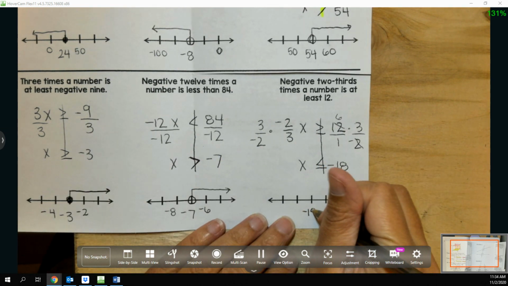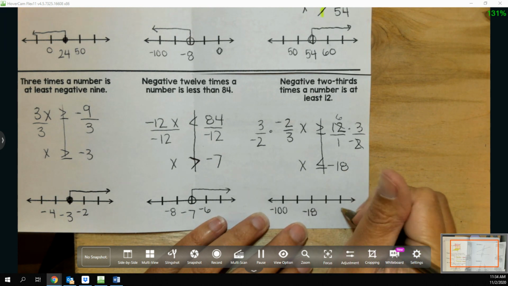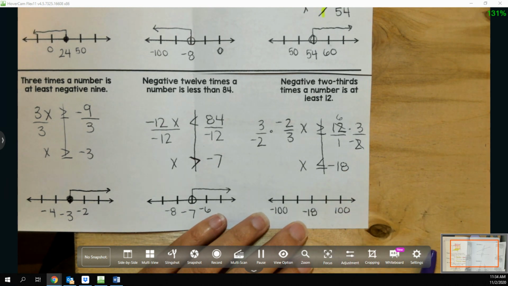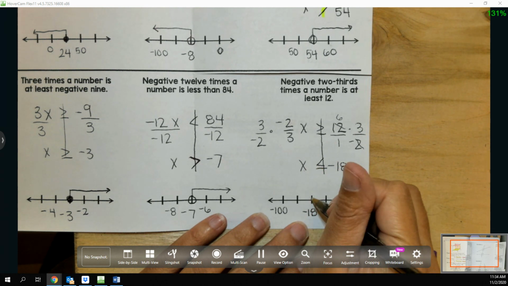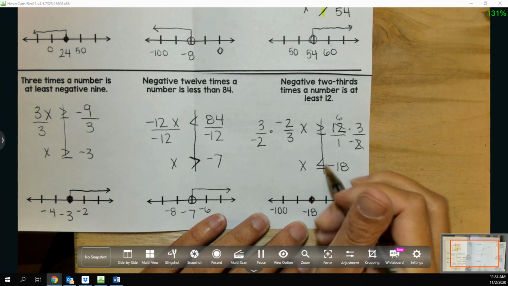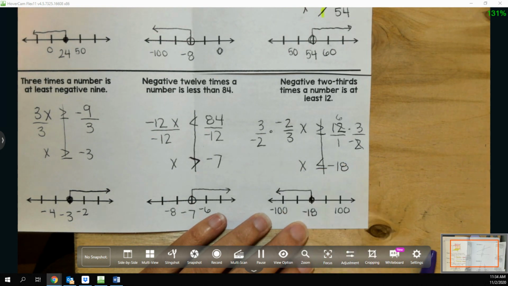So we'll have negative 18. Something that's definitely smaller is negative 100. Something that's definitely bigger is positive 100. And x is trying to be less than or equal to. So equal to means I can fill in the circle. Less than that is towards negative 100. So my arrow goes that way.